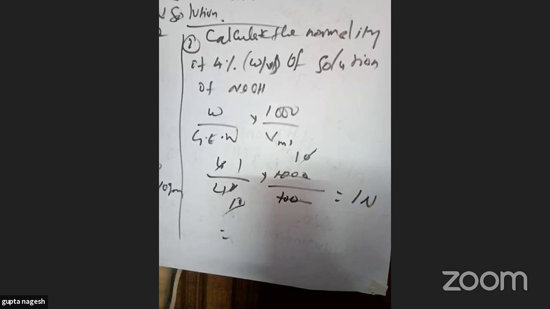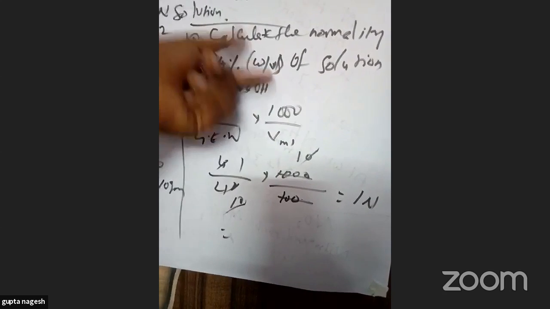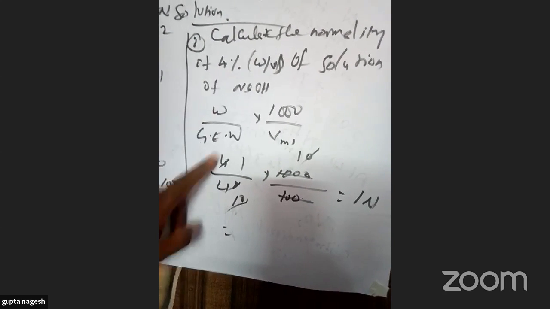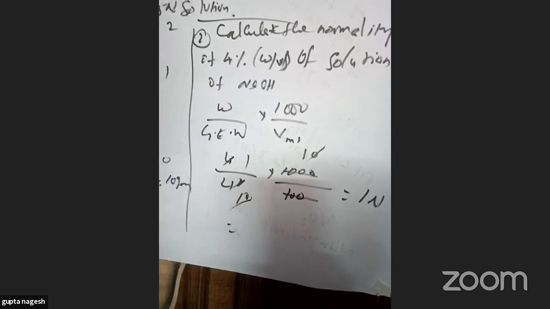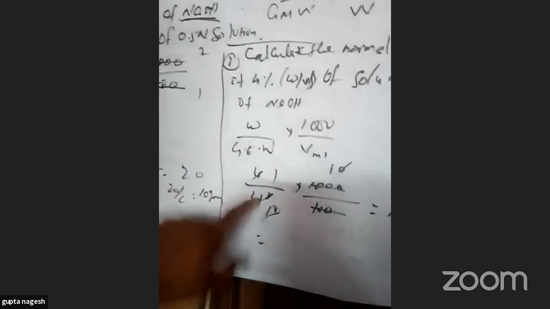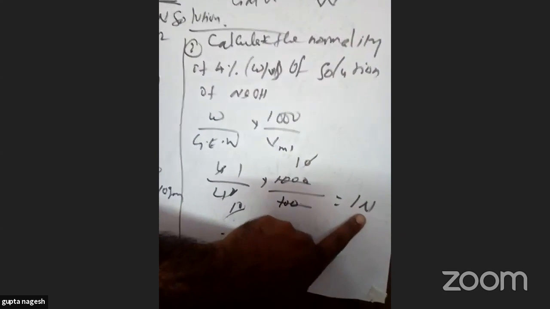Please go. Okay. Calculate the normality. Here he has given 4% of weight by volume. So 4 by 40, already we discussed the gram equivalent weight 40 in the previous problem, how we got the 40. So 4 by 40 into 1000 by 100 ml, since it is 4% per 100 ml. That's why in volume I have written 100. So 4 ones are 4, 4 tens are 40, and here 100 by 10, the 10 gets cancelled. Now the final answer is 1 normality.